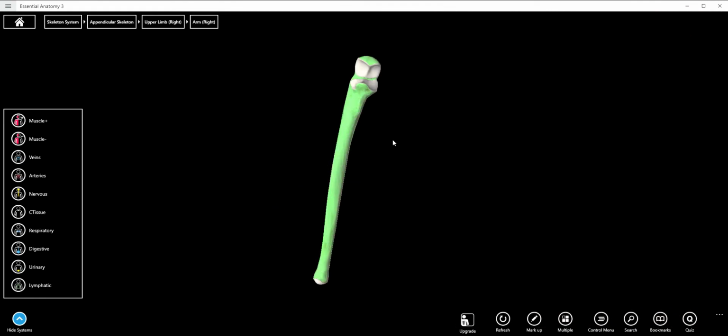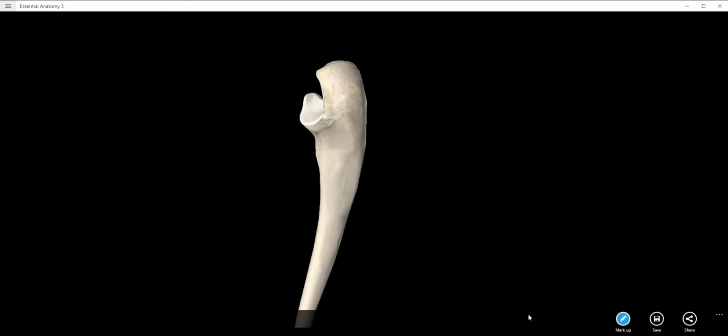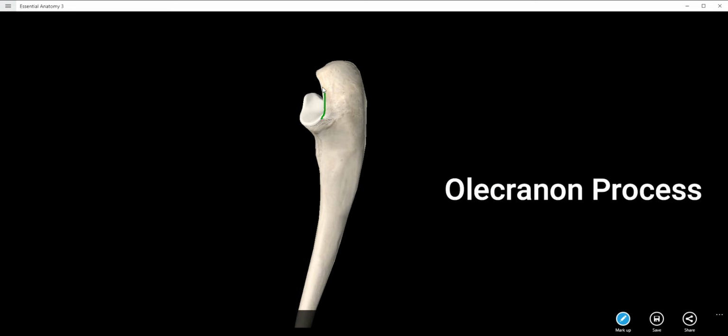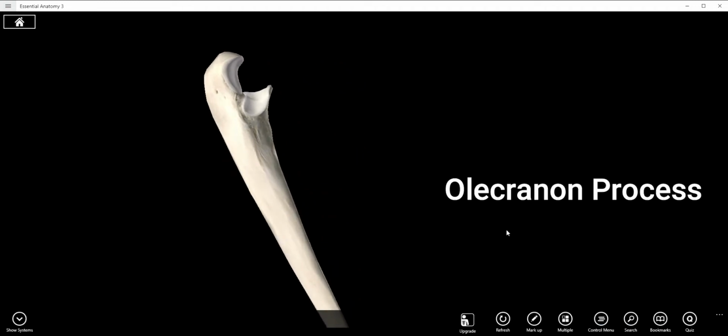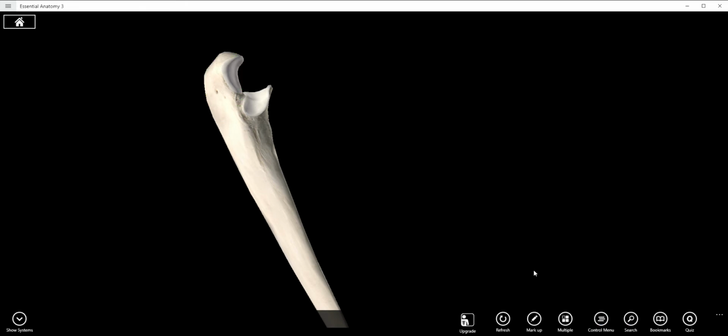Let's hide everything else. So right off the bat, we'll address this really large process here called the olecranon process. And that is located right there. Let's look at another view. A lot of times people refer to the ulna as looking like a drag racer or a pipe wrench because of this structure back here. Anyway, so that is the olecranon process.